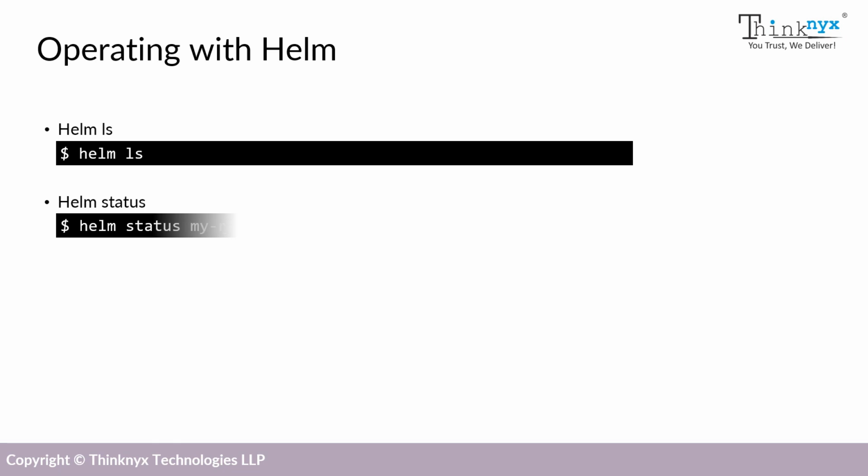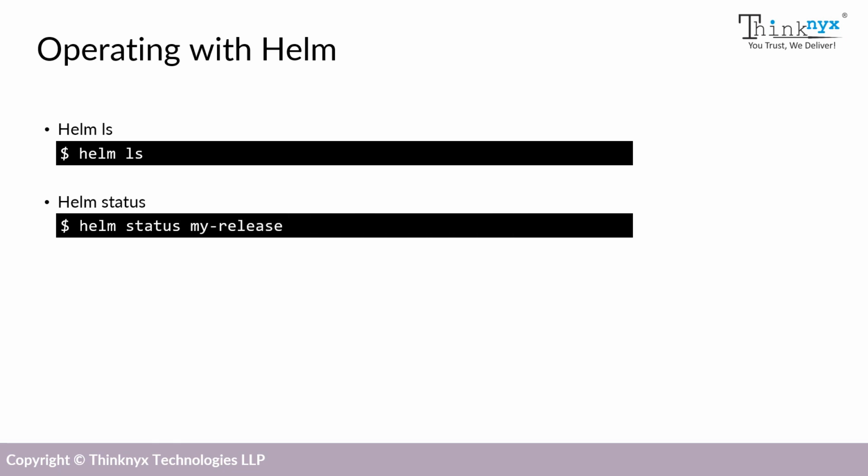Sixth, helm status. The helm status command provides detailed information about a specific Helm release, including notes, if any. For example, helm status myrelease. This command displays information about the myrelease deployment, including any notes associated with it.